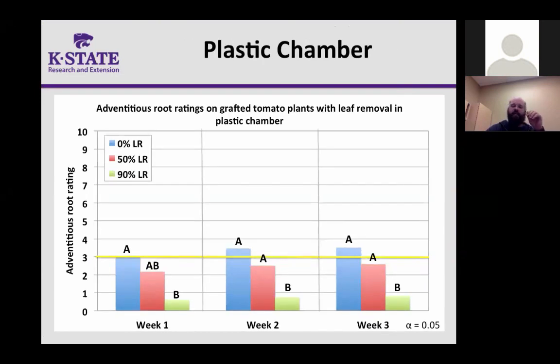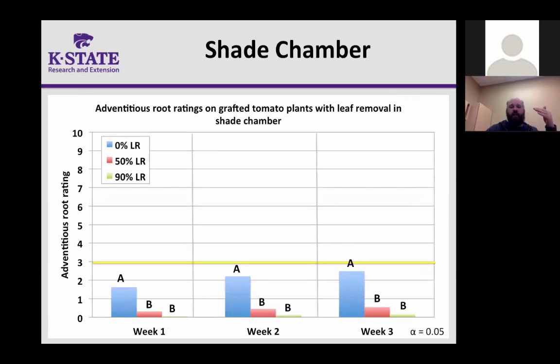And then the other thing that we found was that the lower the environmental humidity was, the less of a problem we had with adventitious roots as well.